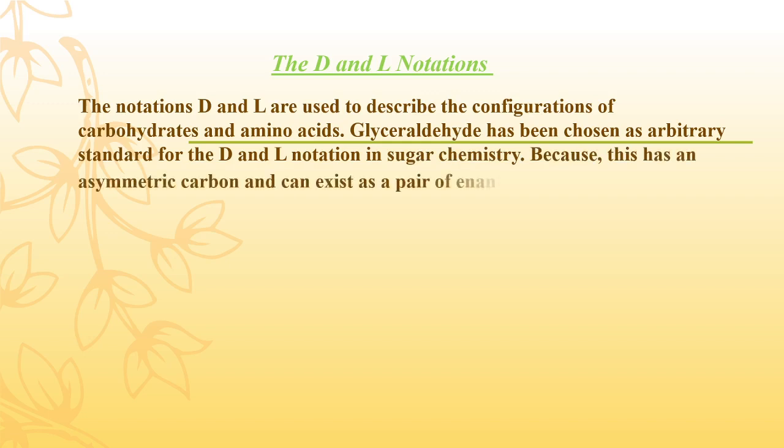So, glyceraldehyde has been chosen as the arbitrary standard for the D and L notation in sugar chemistry because it has an asymmetric carbon and can exist as a pair of enantiomers. The first simplest molecule of carbohydrate is glyceraldehyde because it has 3 carbons, and it is a chiral compound. So it shows the enantiomers like this.